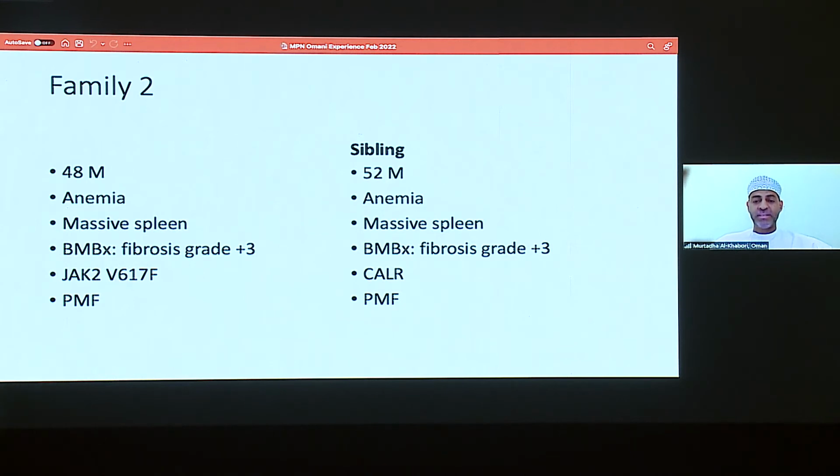So this is a different situation where the phenotype is the same; however, the driver mutation is different. We tested both of them for CALR and JAK2, and we tested his sibling as well for CALR and JAK2. So they probably have something before JAK2 or CALR that predisposes one to JAK2 and the other one to CALR. So that's another difference that is not really described in the literature that we see here.